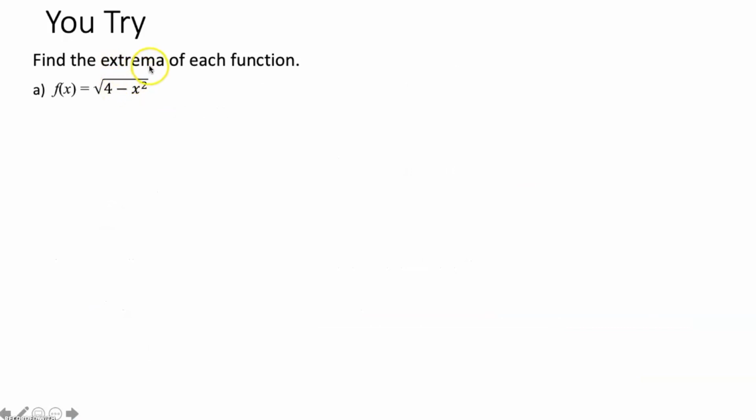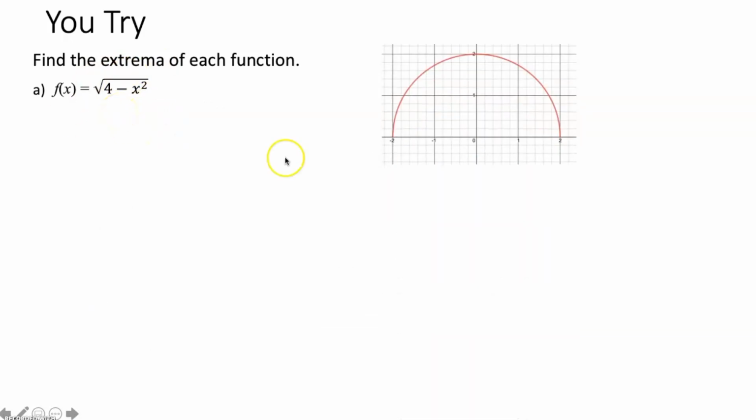Doing the same thing, we want to find the extrema of this particular function, and now they don't give us an interval. Well, the reason for that is because this function has an interval embedded into it. Do we know what this function looks like if we were to graph it? Yeah, it's a semicircle with a radius of, if I take the square root of this, 2, so it looks something like this. So we know that this function only exists from -2 to +2.